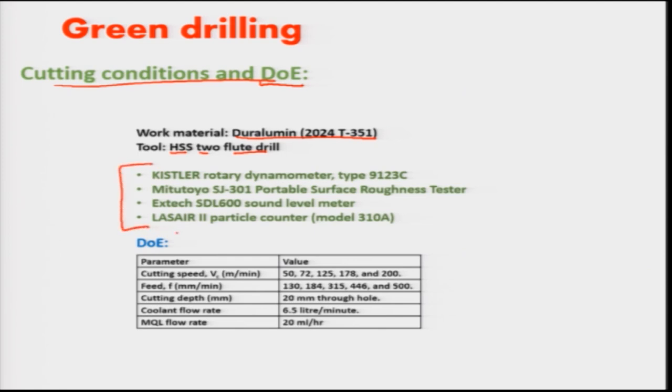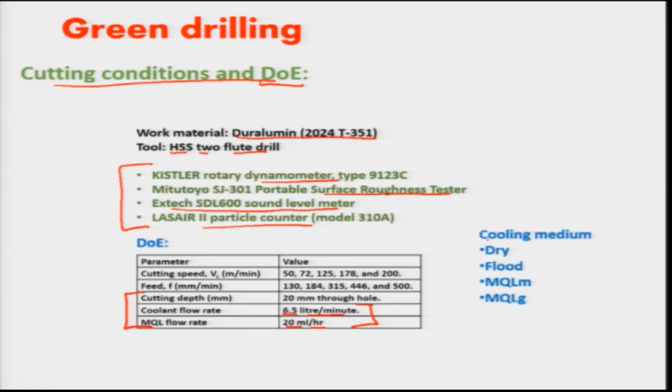These are the different instruments that I have just shown: the dynamometer, then surface roughness tester, X-Tech sound level meter, and air particle counter. So these are the parameters which are set. These are the fixed parameters: cutting depth, coolant flow rate, and MQL flow rate. You can see the difference. The coolant flow rate is 6.5 liter per minute, and MQL flow rate is 20 milliliter per hour. So see the difference, that is on the order of 10,000 times maybe. And different cooling medium are now chosen: dry, flood, MQL-M and MQL-G.